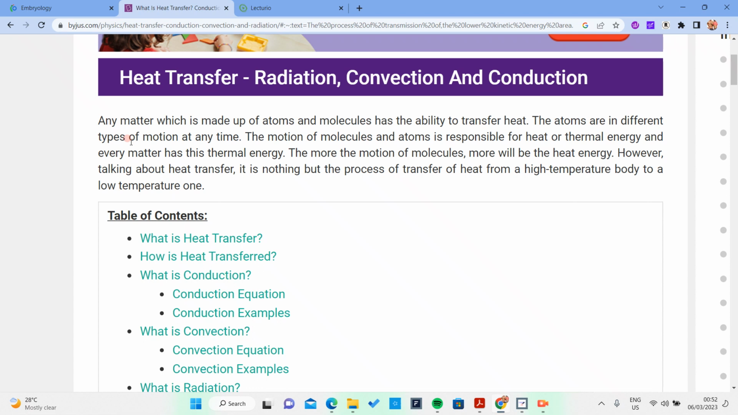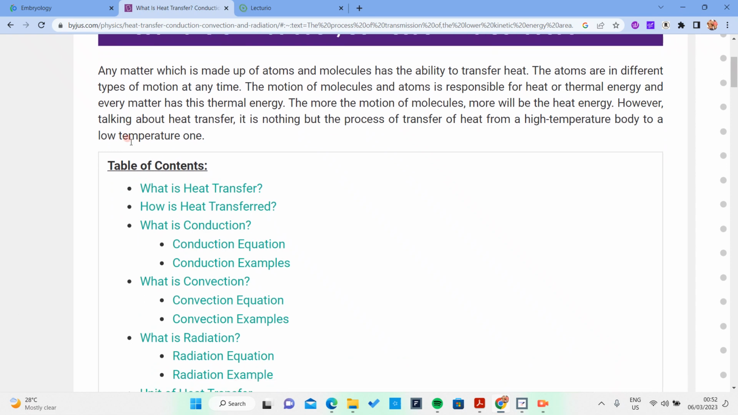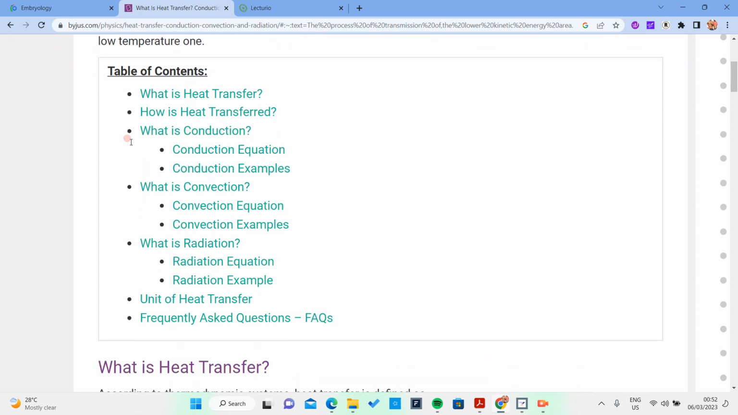Now, talking about heat transfer, it is nothing but the process of transfer of heat from a higher temperature body to a lower temperature body. So now these are some of the things I'll be talking about: define what heat transfer is and how heat transfer comes into play. I think I already gave a short idea of what heat transfer entails, and then we'll talk about the different methods of transferring it.